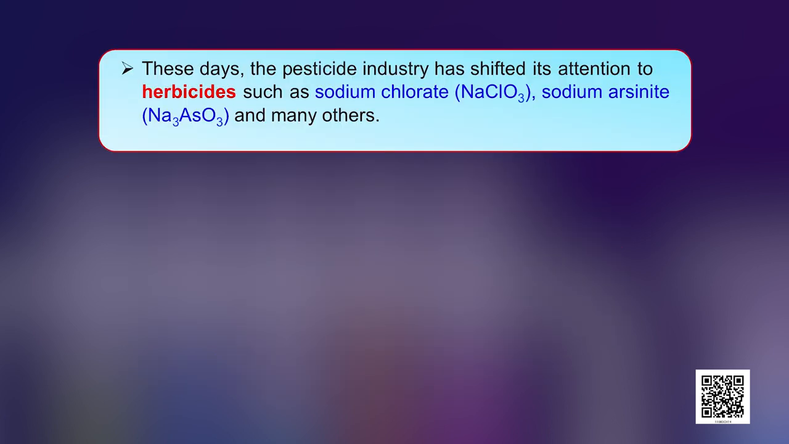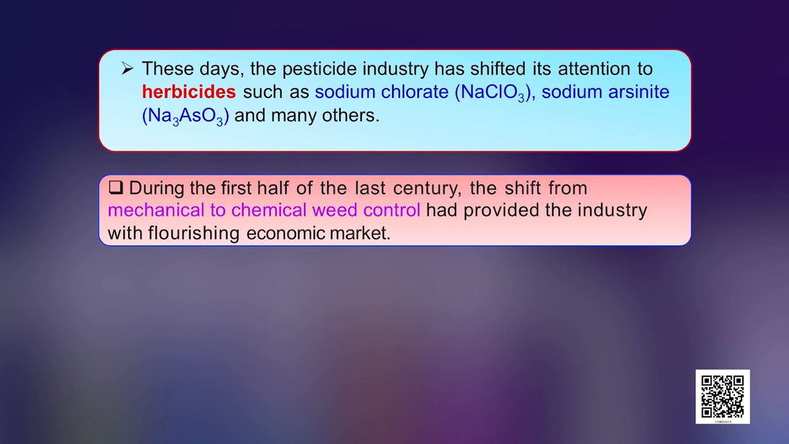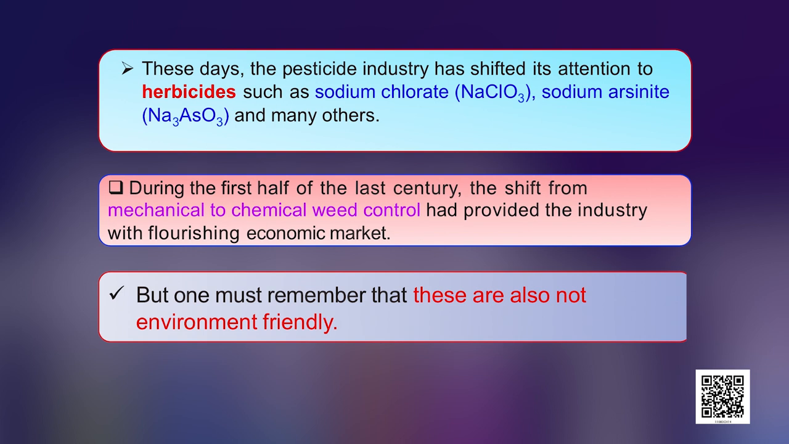These days, the pesticide industry has shifted its attention to herbicides such as sodium chlorate and sodium arsenite and many others. During the first half of the last century, the shift from mechanical to chemical weed control provided the industry with a flourishing economic market. But one must remember that these are also not environmentally friendly.